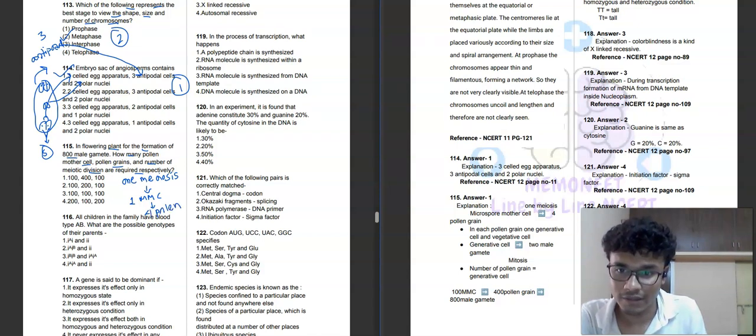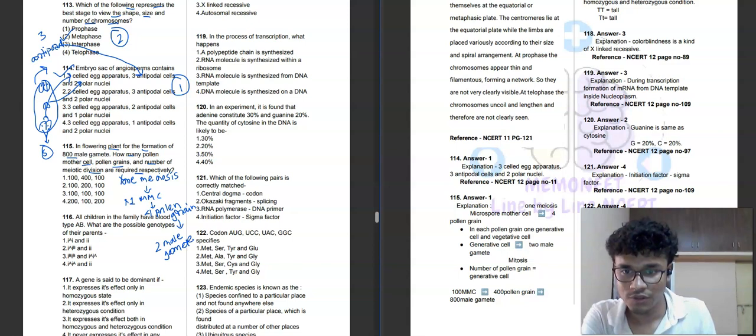Pollen grains, very small space actually. And these 4 pollen grains each have 1 generative cell and 1 vegetative cell. So 2 male gametes each. So here we have 4 pollen grains, so 8 male gametes.